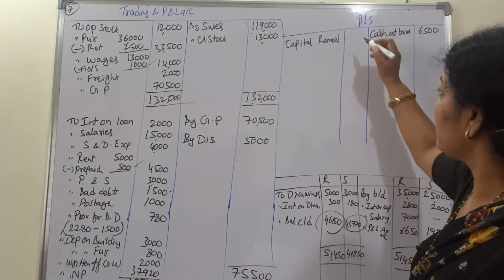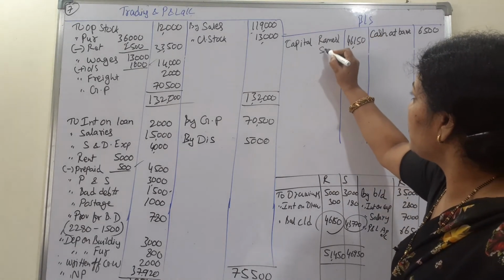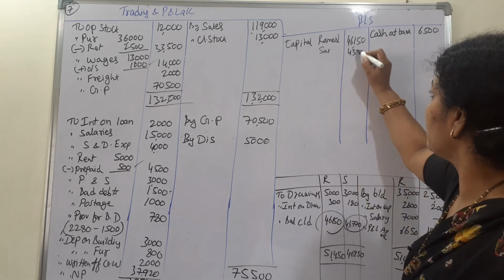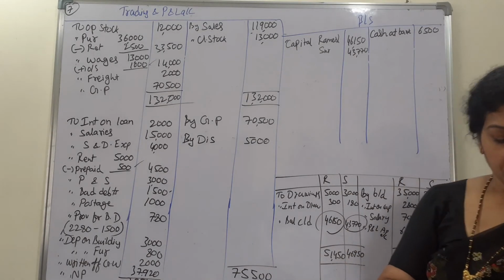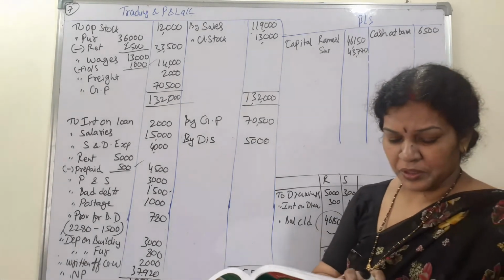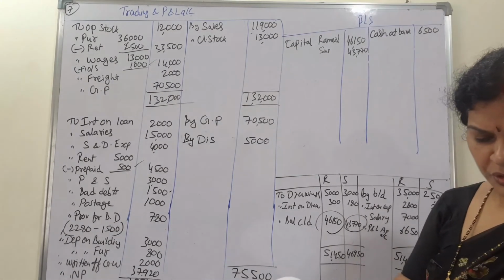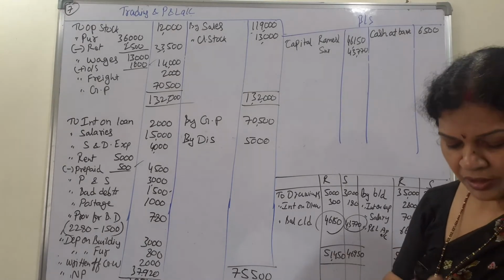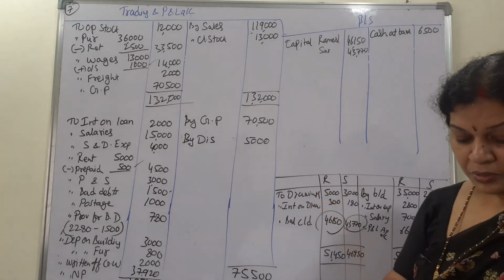Capital of Ramesh is 46,150. And in the same way Suresh, 43,770. See the balance sheet. For the balance sheet trial balance, we'll see opening stock is over, interest on bank loan over, and purchases, wages, salaries, selling and distribution expenses, rates and taxes, printing and stationery, bad debts, cash at bank, just now we took, and debtors.